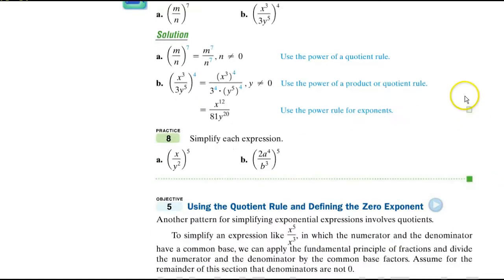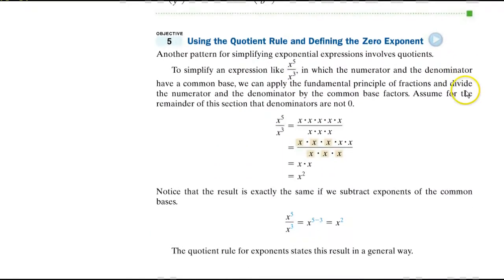All right, we're looking at another major area here too, which is using the quotient rule and defining the zero exponent. So if we are dividing instead of multiplying and our bases are the same, notice that's what this looks like. Now we have three combinations of x over x. These are all just ones. So we're left with x to the second, as they show down here.